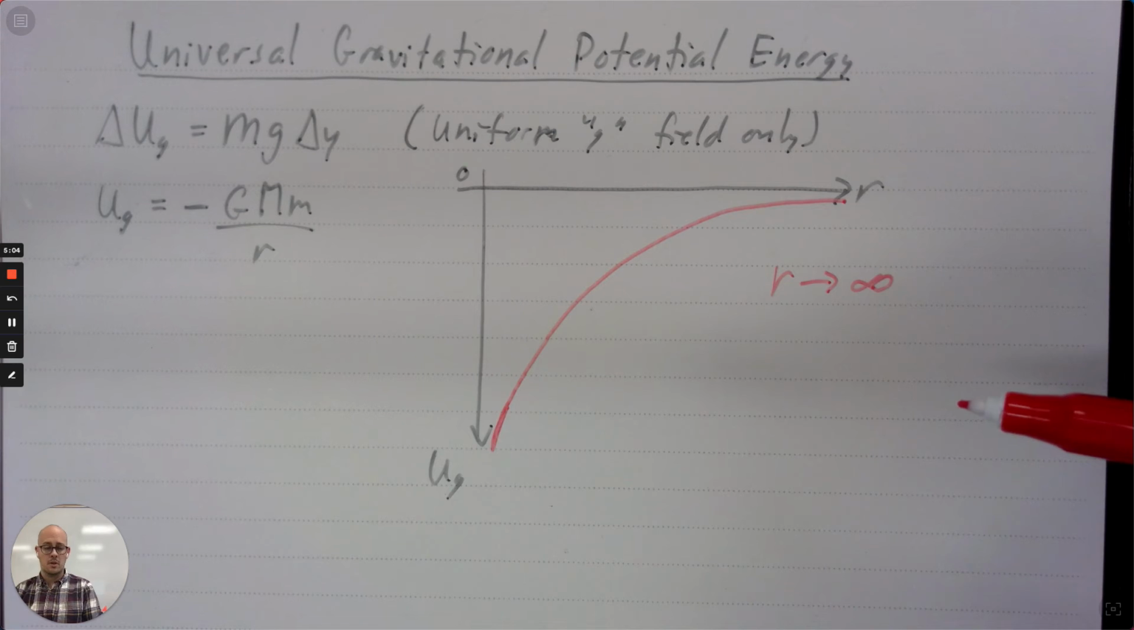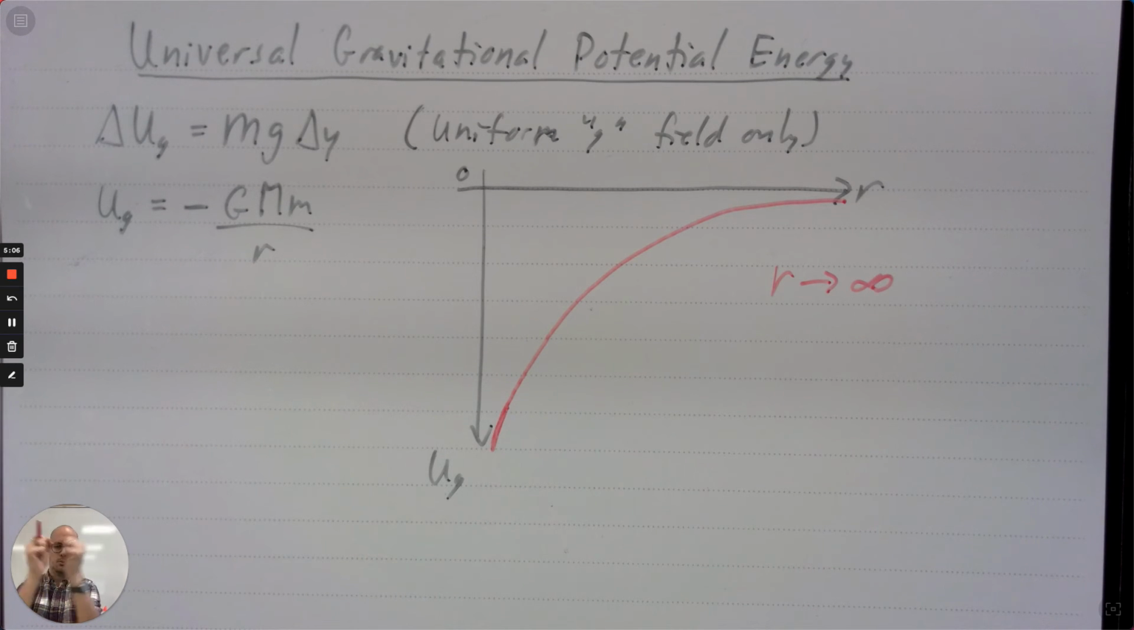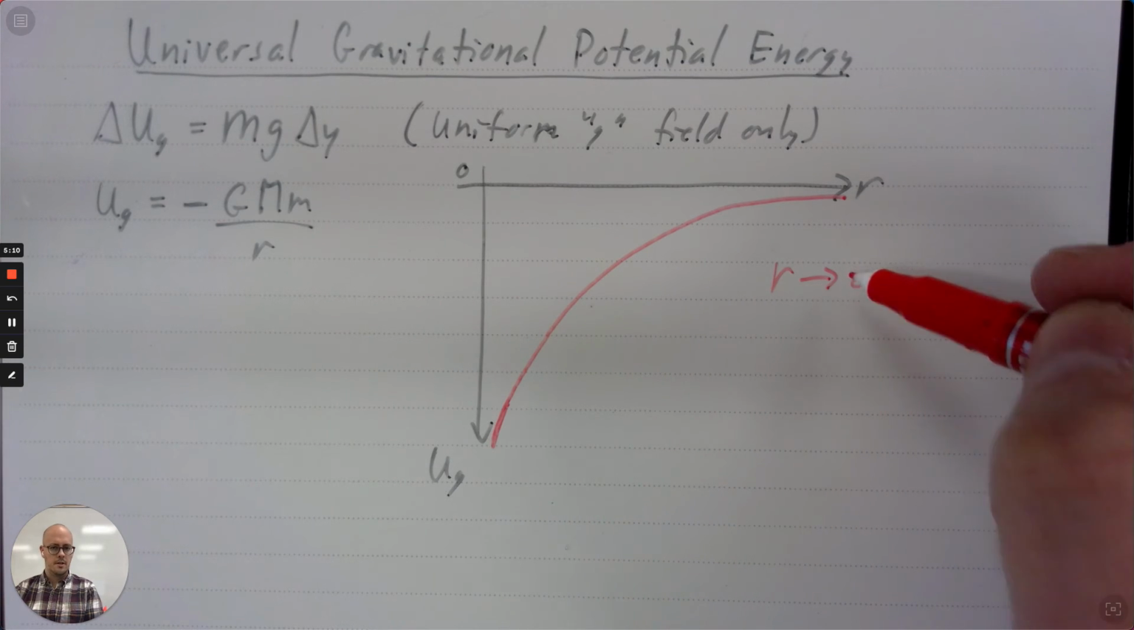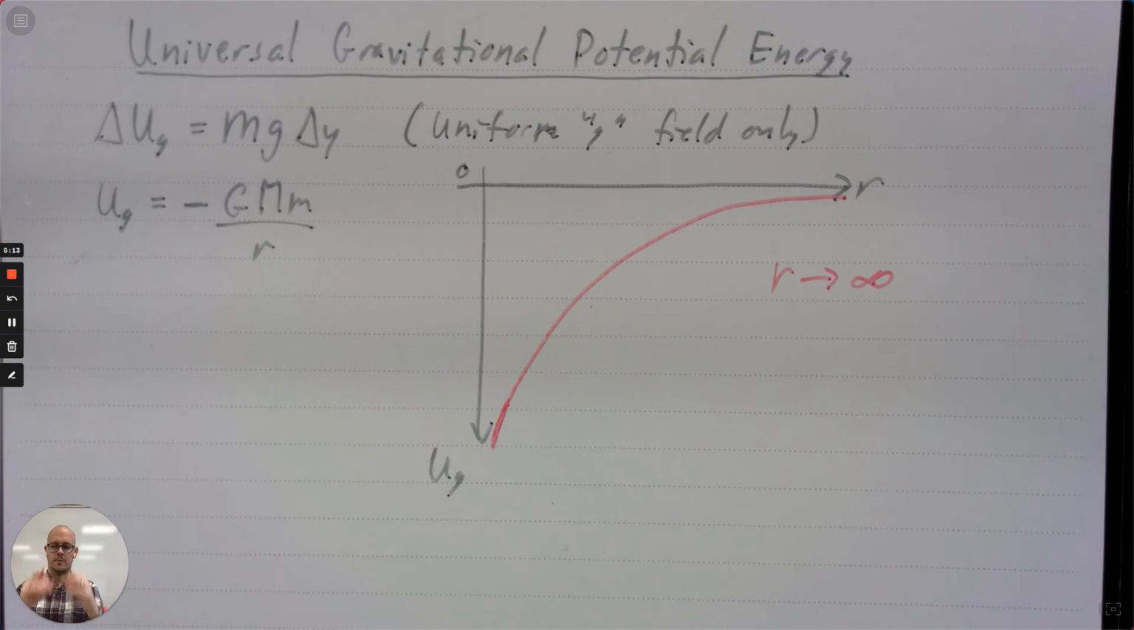So in some situations, we would start with them together and move them apart. In this situation, we start with them an infinite distance apart and bring them closer together. And then they store some sort of energy with one another.